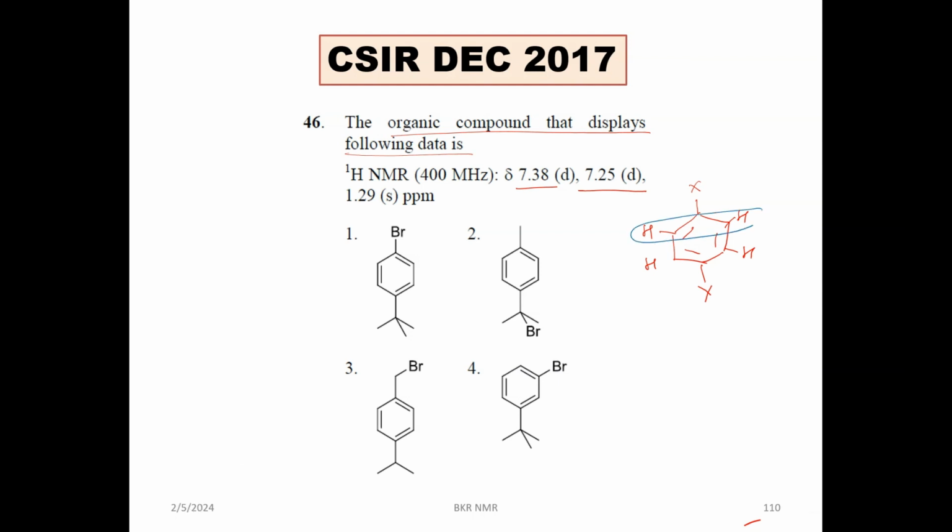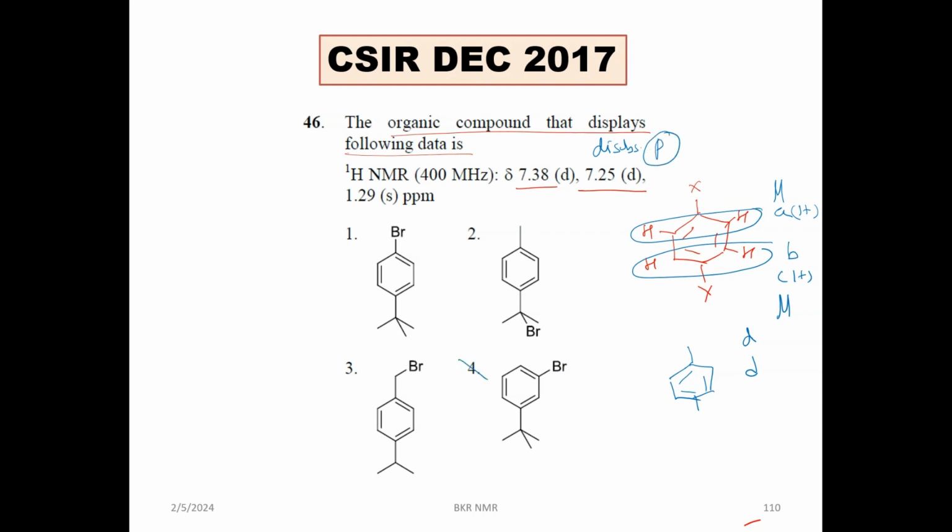So these two hydrogens will be A protons and these two hydrogens will be B protons. A has one neighbor, 1 plus 1, so A will be a doublet. B also has one neighbor, therefore 1 plus 1, so B will also be a doublet. Whenever you have this doublet-doublet pattern, you should be very clear that it is para disubstituted. So it's disubstituted first, and it is para disubstituted.